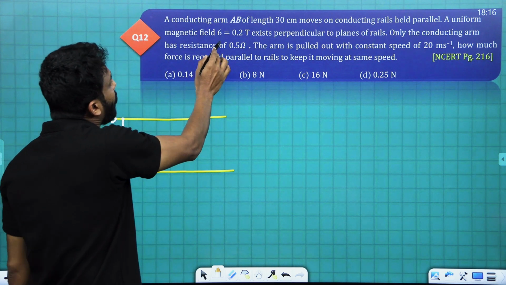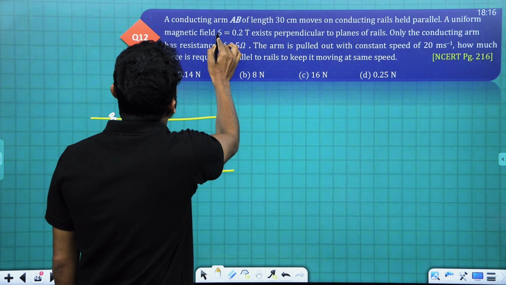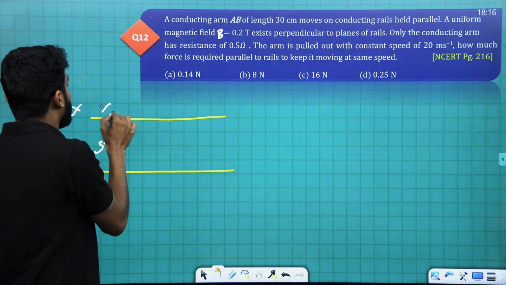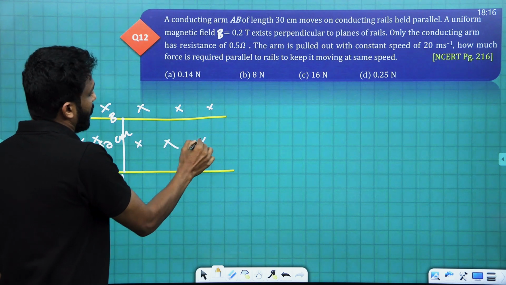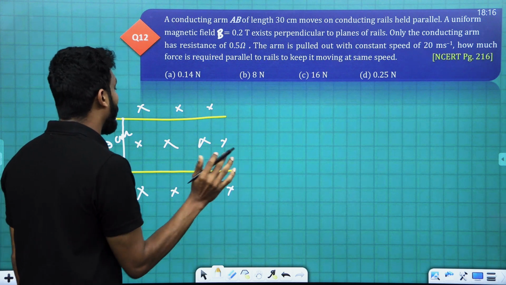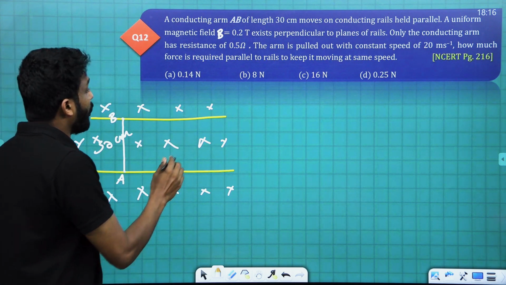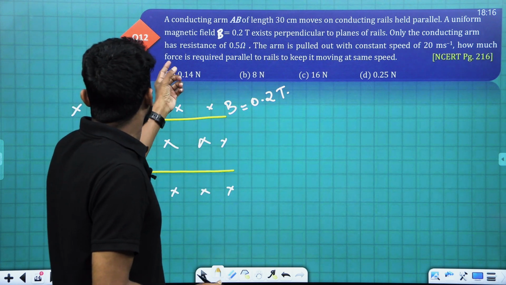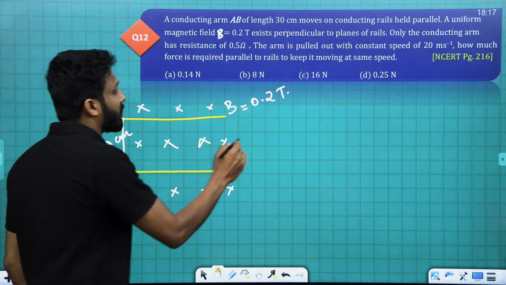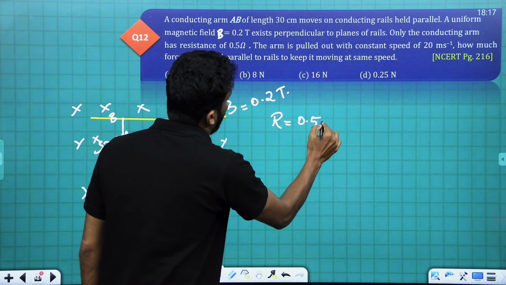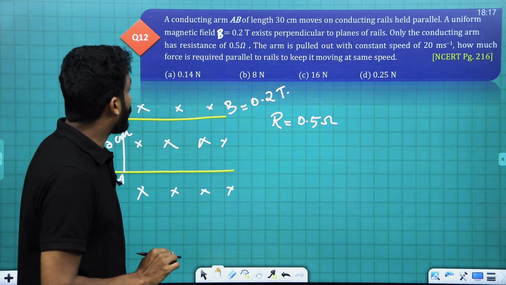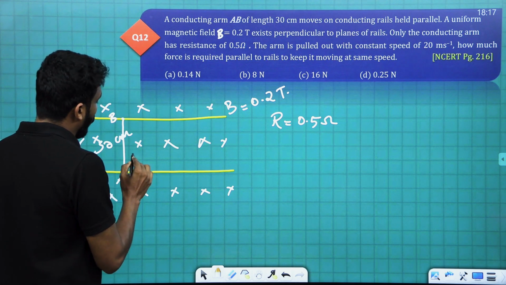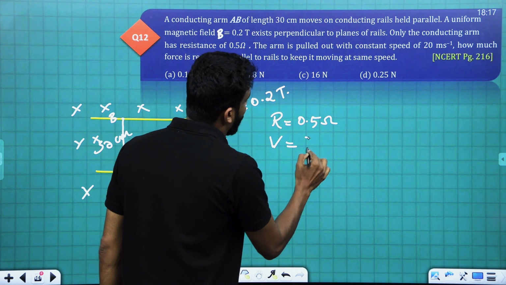A uniform magnetic field of B equal to 0.2 Tesla exists perpendicular to the plane of the rails. In this region there is a perpendicular field. Let it be into the plane of the board like this. The value of the field is 0.2 Tesla. The conducting arm AB has a resistance of 0.5 ohm. The arm is pulled out with a constant speed of 20 meters per second.